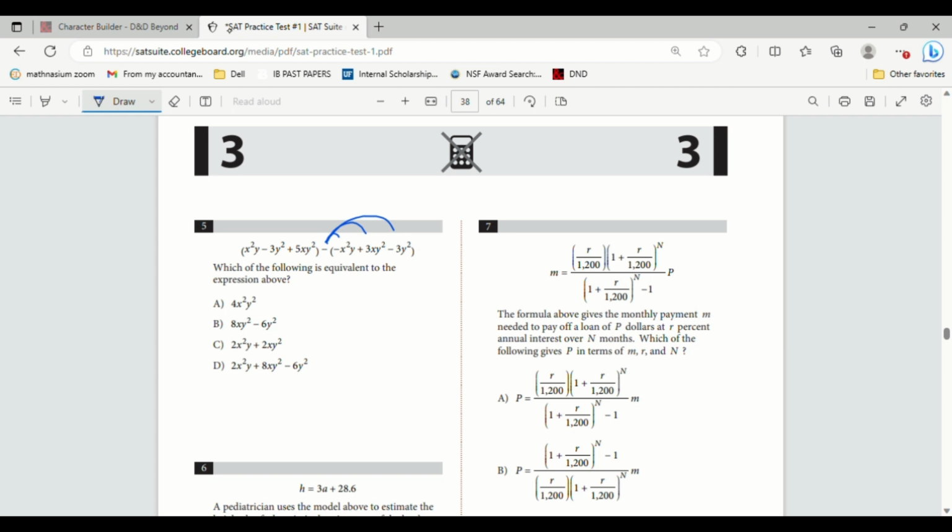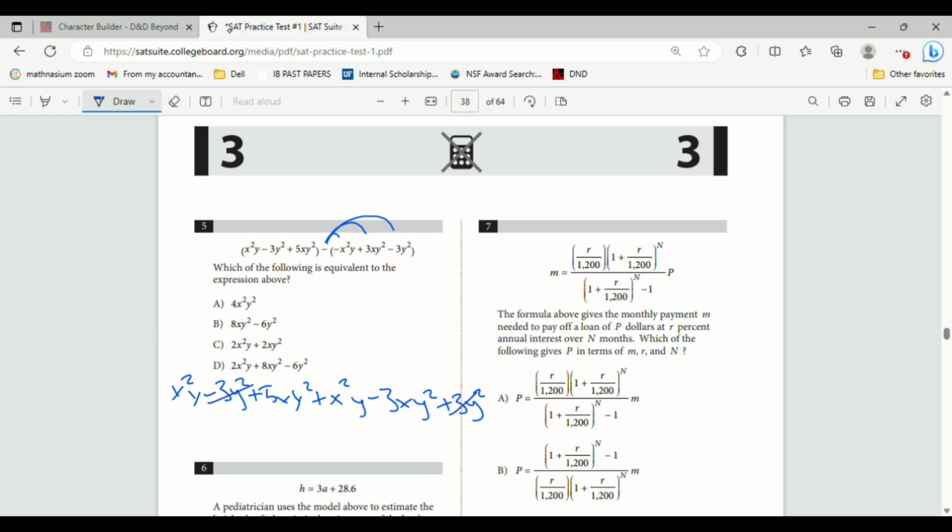leaving us with x squared y minus 3y squared plus 5xy squared. And now we have negative times negative x squared y, so that's plus x squared y, minus 3xy squared and plus 3y squared. So looking at these terms, we have to see if any of them cancel out or add together. So we're going to combine like terms. I see a minus 3y squared and a plus 3y squared. So those two terms cancel each other out.